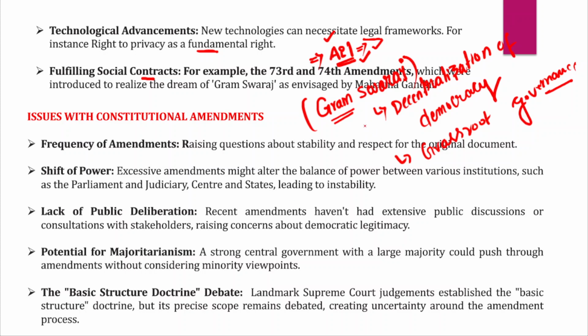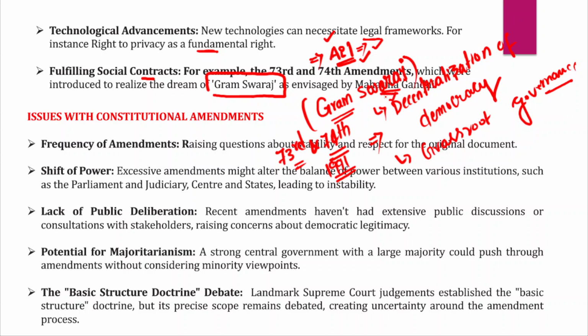And in fact, in order to achieve the Gandhian vision, the 73rd and 74th Constitutional Amendment Acts have been framed in the Indian Constitution in the year 1991. So therefore, it has resulted in decentralization of democracy, participatory governance, and grassroots level democracy in India, and that will help realize the dream of Gram Swaraj as it was envisaged by Mahatma Gandhi.